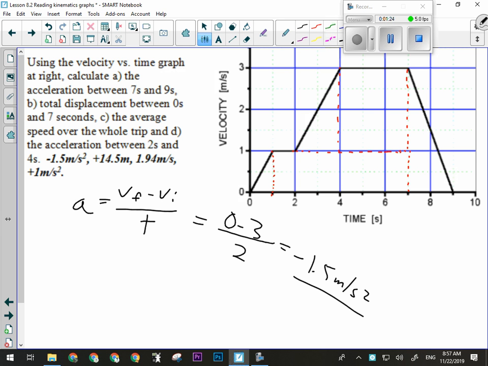Now, for the displacement between 0 seconds and 7 seconds. We've already drawn the shapes for that, but remember, we find the area of those shapes because that's taking our average velocity and multiplying it by time to get displacement. It's just on the triangles we're using the average because it's changing. On a flat part, the average doesn't change.